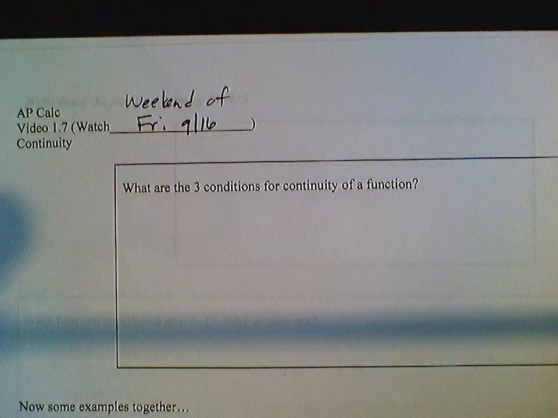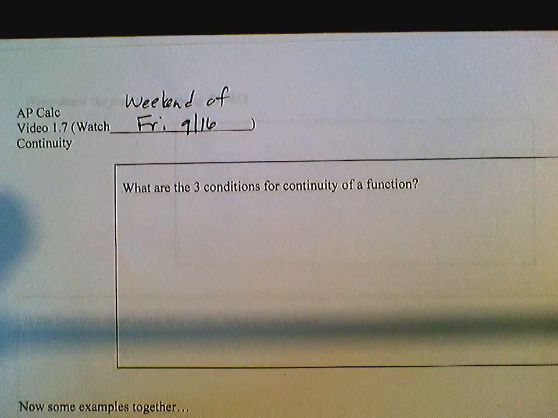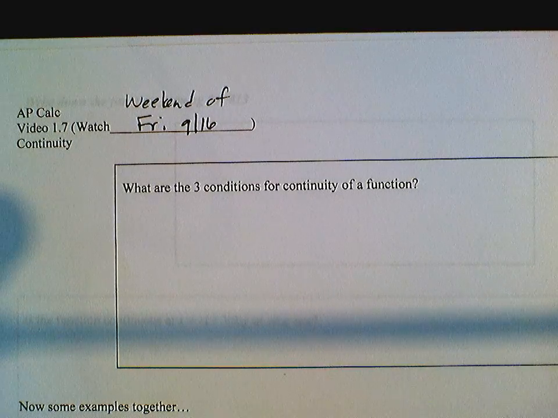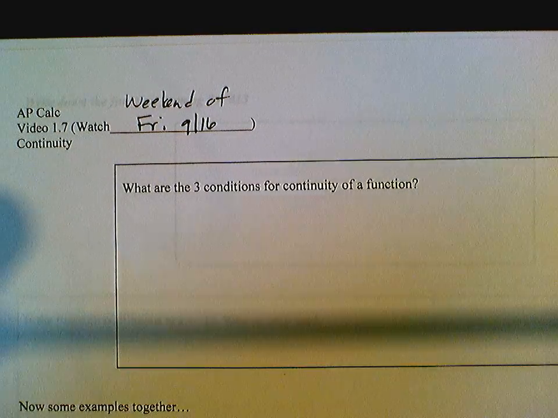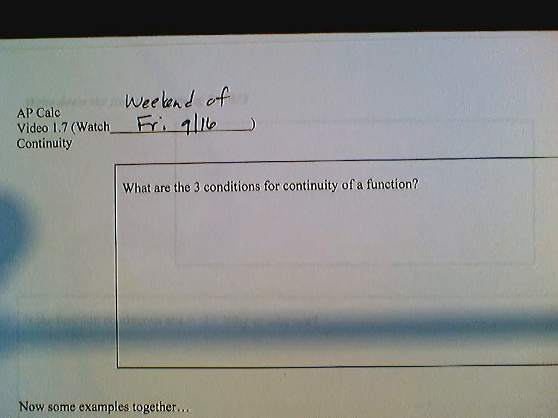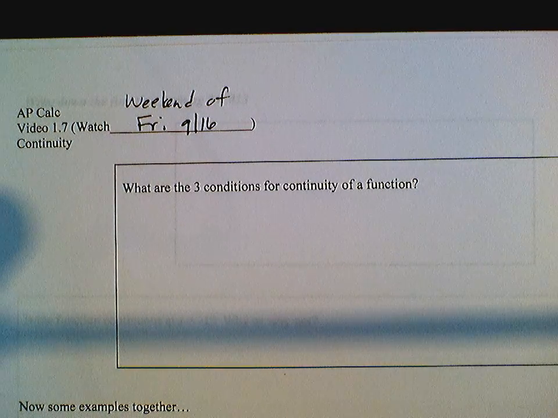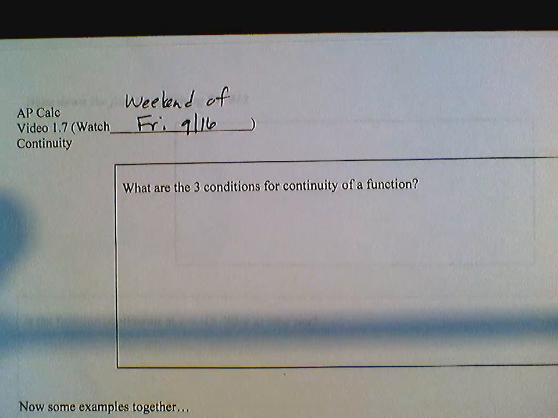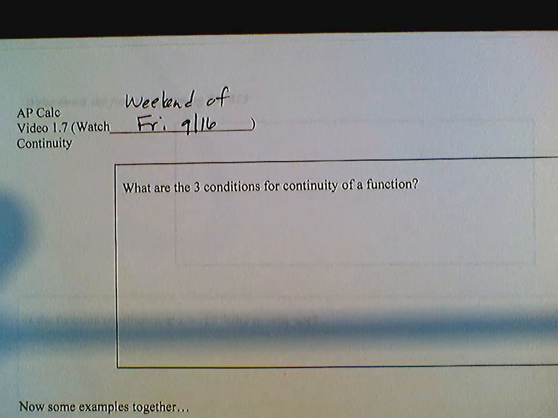And today we're talking about the concept of continuity, which is a huge one in calculus, and it's going to come up a lot. And we need to know by heart the three conditions for continuity, and we need to be able to use them to explain why or why not a function is continuous at a certain point. Okay, so what are the three conditions for continuity of a function?